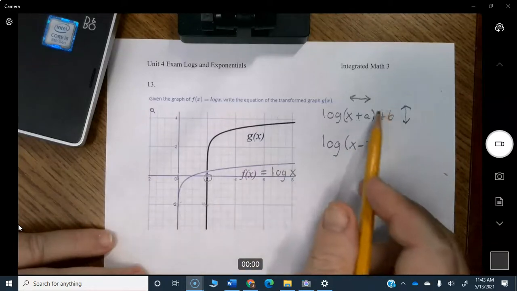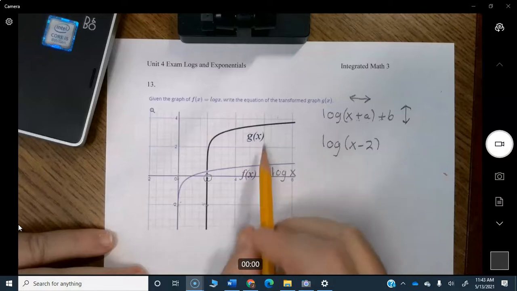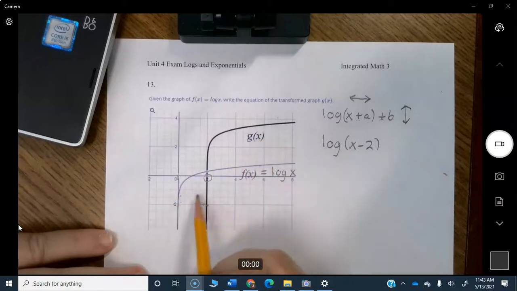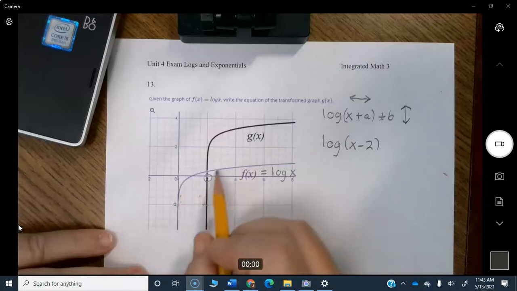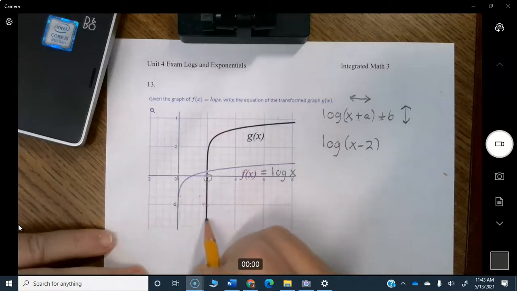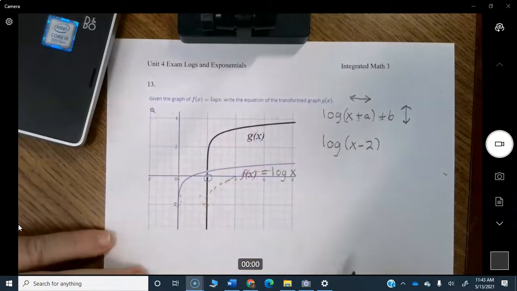Then this part of it, the plus b, is going to be going in this direction. Okay, so we've already taken care of this direction, but now we see that if we were to trace this after we've moved it over here, it would look something like this, and it would come off as a dashed line like that. Now we have to move it from here up to here.